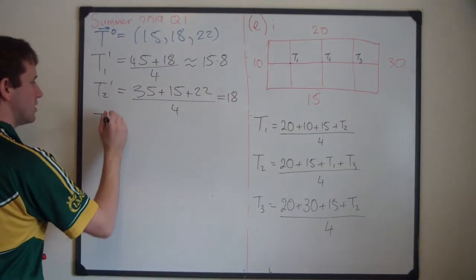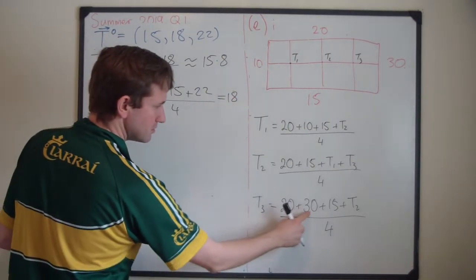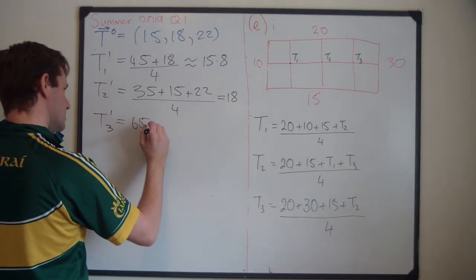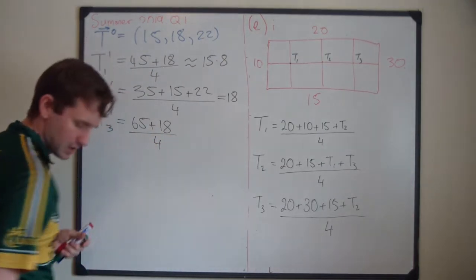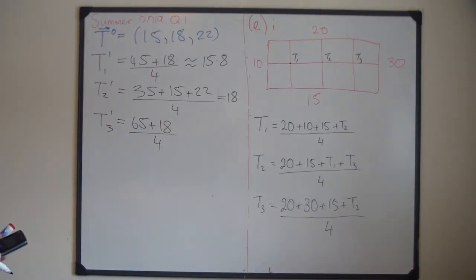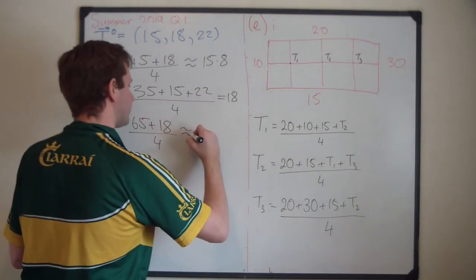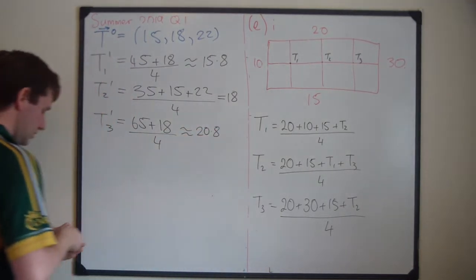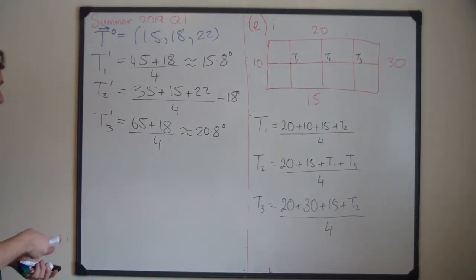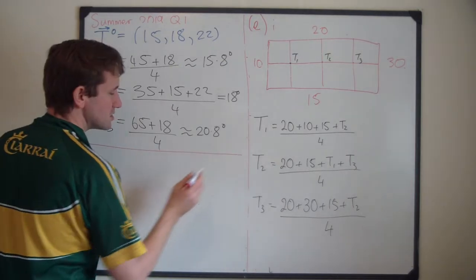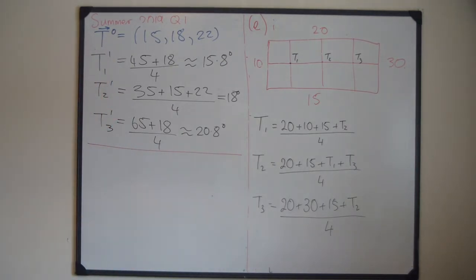And then third temperature, first iteration. So these seem to add up to 65, plus previous T2 is 18, divided by 4. Let's see what we get. Three significant figures, 20.8 approximately. Now there's all kind of theory questions that can be asked here. You'll have to go into the exercises in this section to see what they might be. So it says 2 iterations, that's the first iteration. We just have to do this once more.